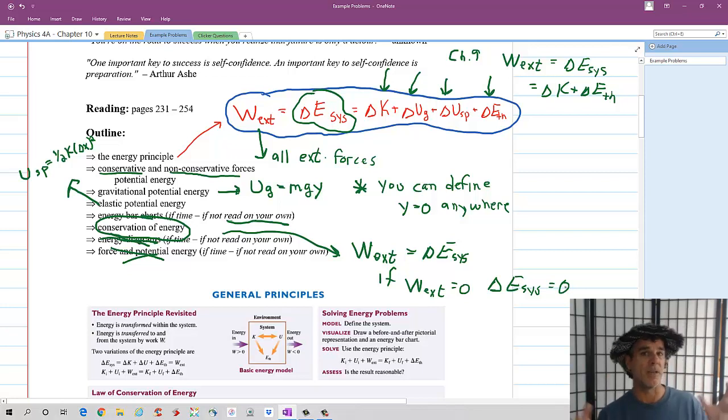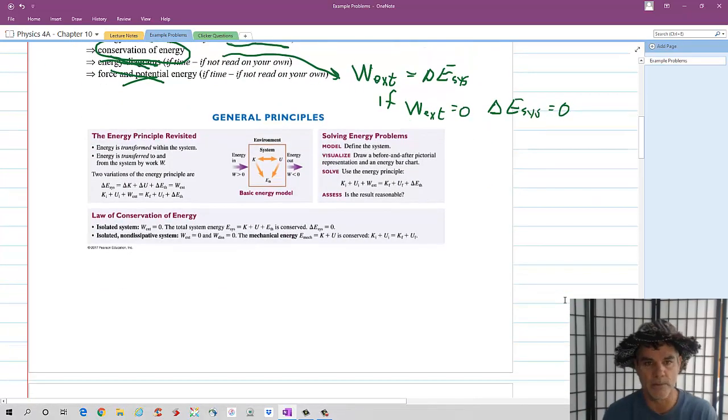That's basically what conservation of energy says. If I'm not transferring energy into the system or out of the system, the energy of that system doesn't change. Now, it can be transformed from kinetic to potential and back and forth, but the total amount of energy doesn't change. So that's a real big preview. Let's go into this in a little bit more detail.